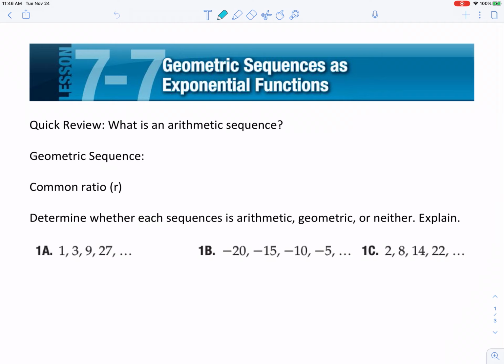Well, this time, we're going to do geometric sequences. And that's going to be where you multiply each time. And we're going to call that R. So the common ratio, that's what you're multiplying by each time. That's supposed to be an apostrophe.